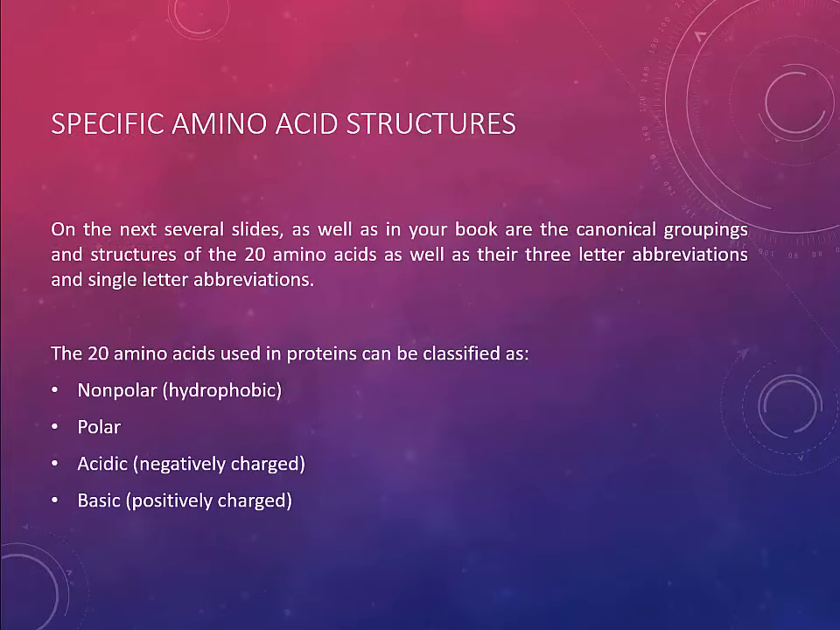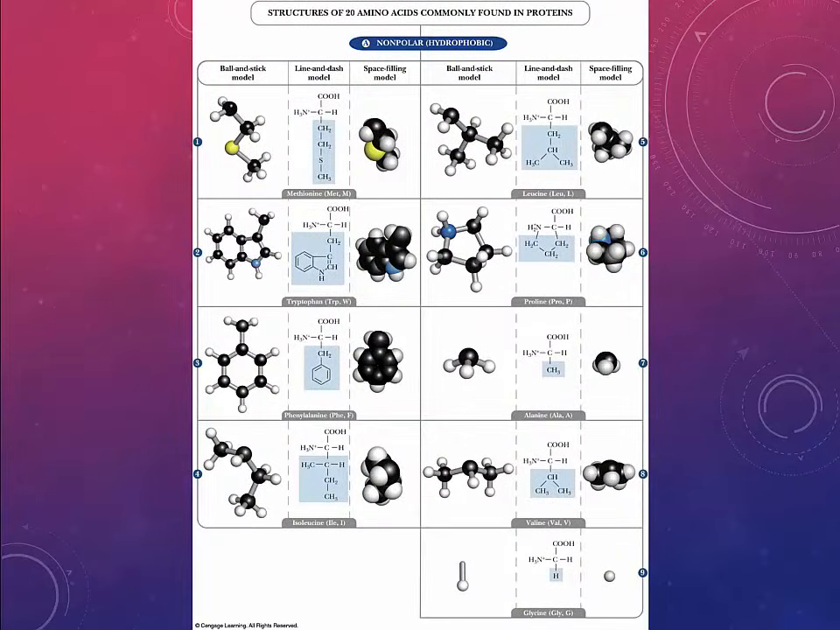On the next several slides, as well as in your book, are the canonical groupings and structures of the 20 amino acids, as well as their three-letter abbreviations and single-letter abbreviations. The 20 amino acids used in proteins can be classified as nonpolar or hydrophobic, polar, acidic or negatively charged, basic or positively charged. These figures are also found in your book, but I'm showing them here for completeness.